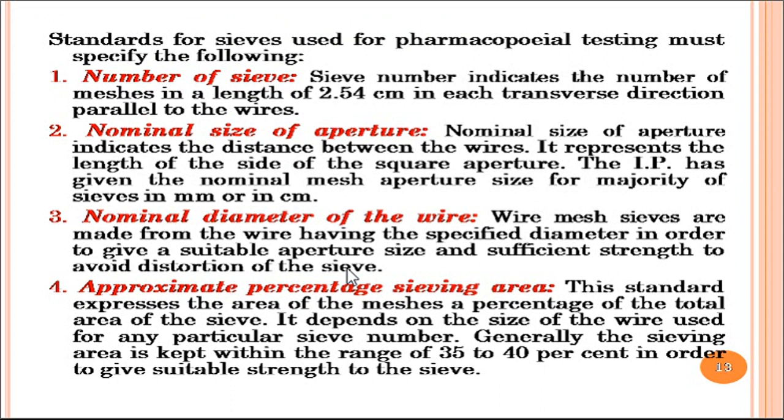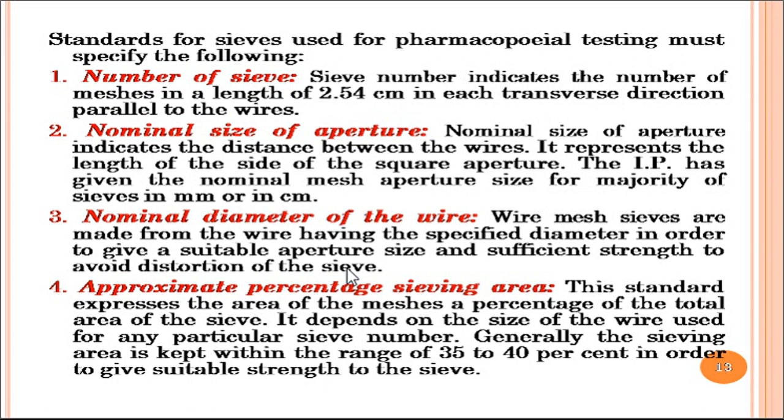Number of sieve means the number of meshes in the length of 2.54 centimeters in the transverse direction parallel to the wires. Nominal size of aperture means the size of the aperture indicating the distance between the wires, and as per the Indian Pharmacopoeia it represents the aperture size of the majority of sieves in millimeters or centimeters. This is the unit given as per the specification.